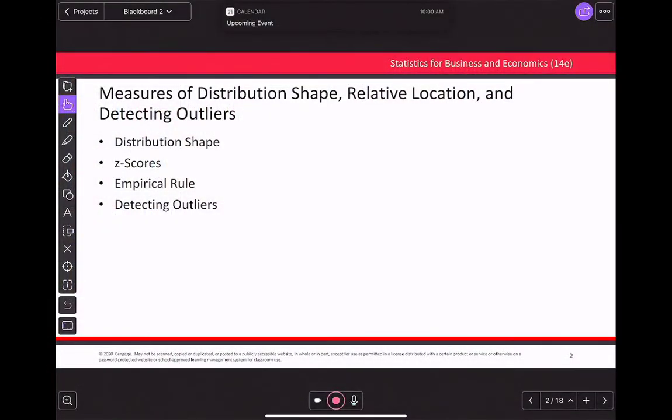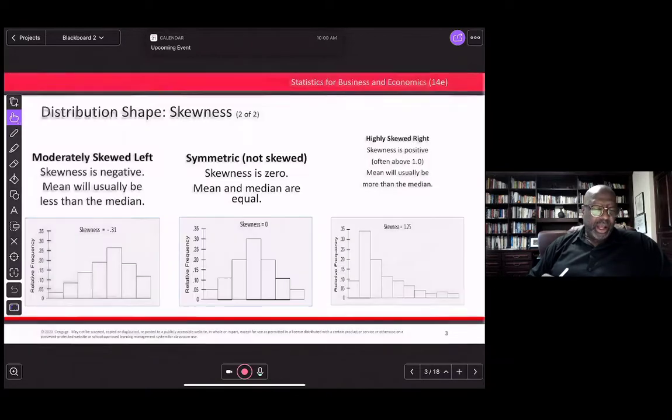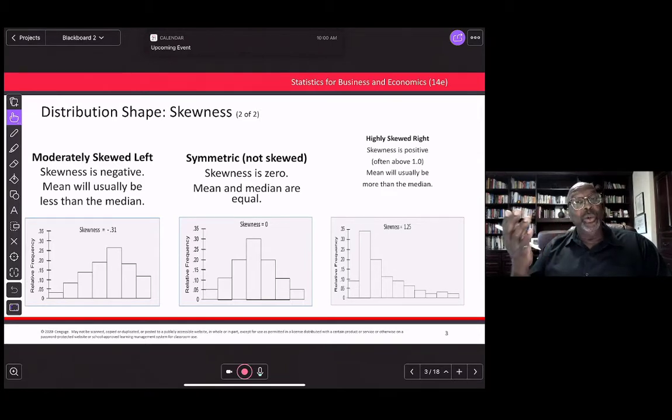All right, so I'm just going to grab my notepad right here, and switching over to my iPad, we will look at, as I mentioned, distribution shape, Z-scores, the empirical rule, and detecting outliers. So starting off with the shape of a distribution, there is a measure called skewness. If we say something is skewed, we're basically saying it is off center. So a symmetrical distribution would be one that has the mean and the median identical. So the bell-shaped curve, which is a very familiar curve, has the mean and the median identical.